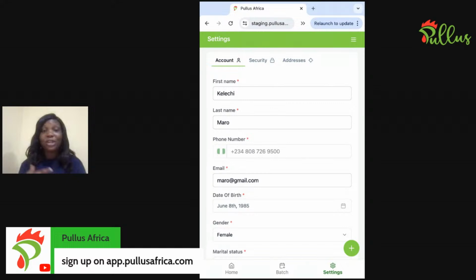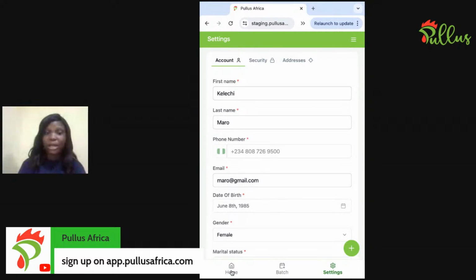So I've walked you through how you can reset your password as an existing user, how you can create a new account as a new user, and how you can update your profile, right? And verify your phone number. I'll walk you through these 4 steps, right? So now we're going to create a new batch.